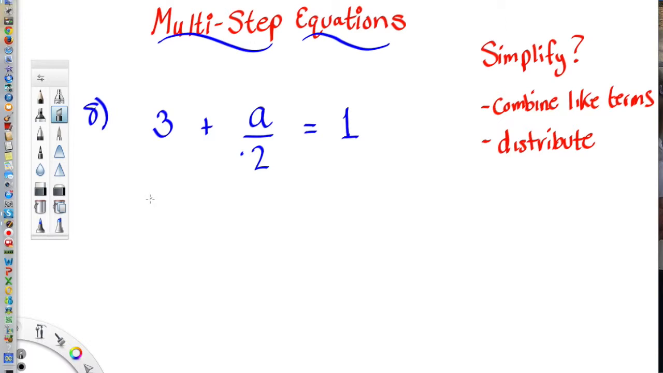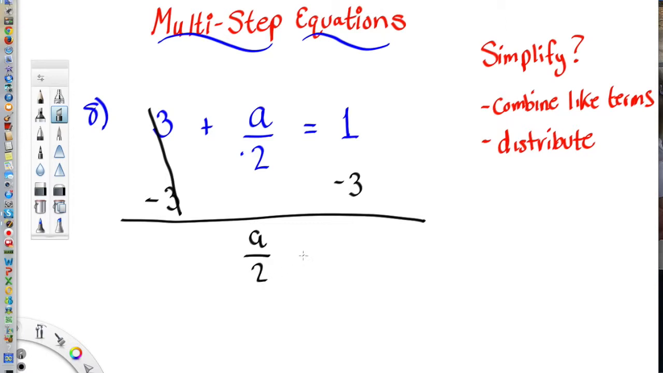So what's the opposite of adding 3? Subtracting 3. And what I do to one side, I must do to the other. The 3's cancel each other out. Now I have a divided by 2 is equal to 1 minus 3, which is negative 2.